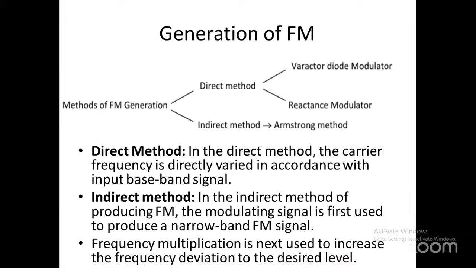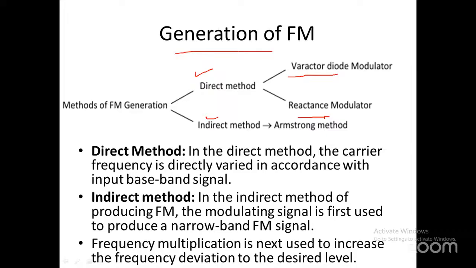So coming to generation of FM, there are two types of generation. One is the direct method, another is the indirect method. In the direct method, they use varactor diodes or a reactance modulator. The FM can be generated by using a varactor diode. The name clearly shows it is the direct method.